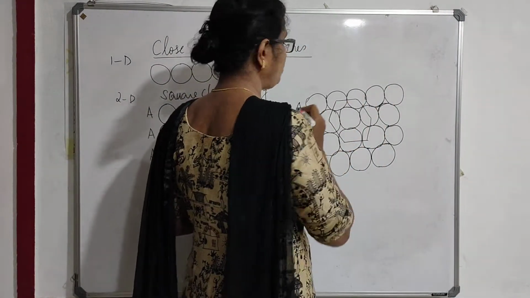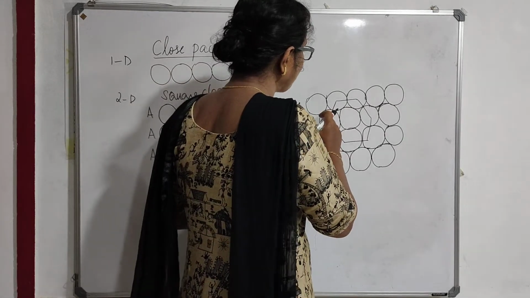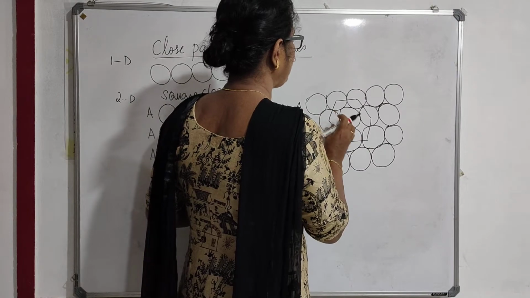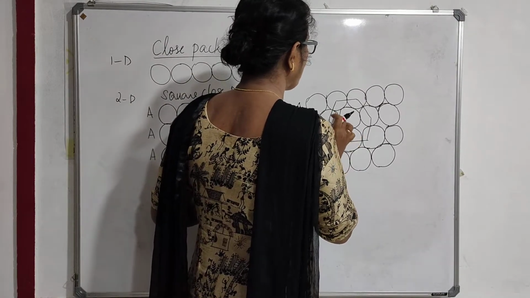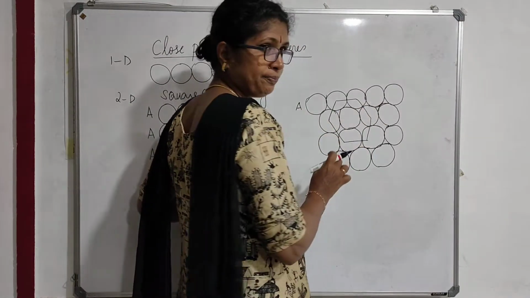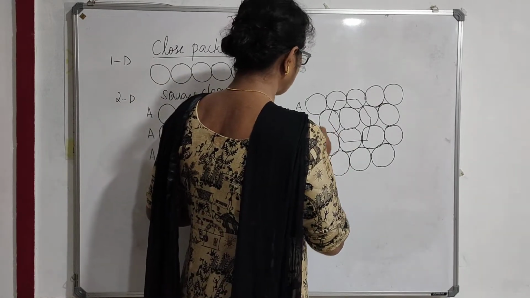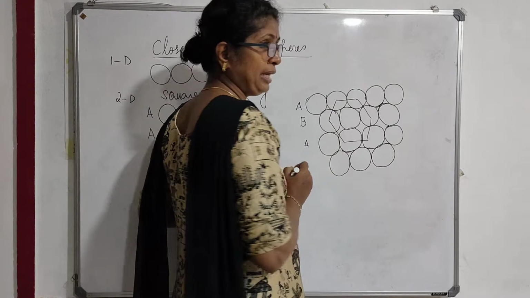Now in another way, you can place one row of spheres, that is the A row. Now in the grooves of the A spheres, we keep the second row in the grooves of the first row. Here also we do the same thing as A. So the second layer we say it is B layer.